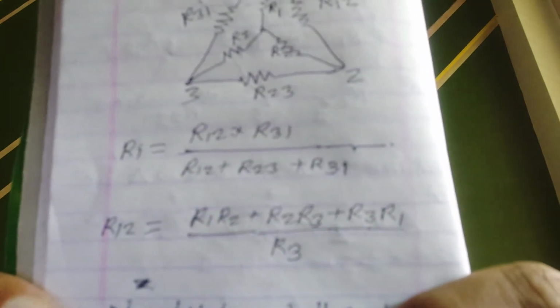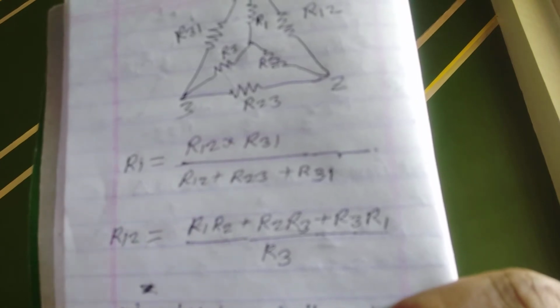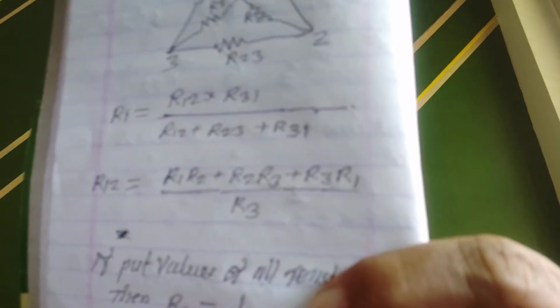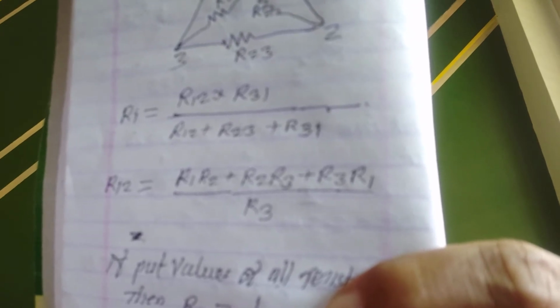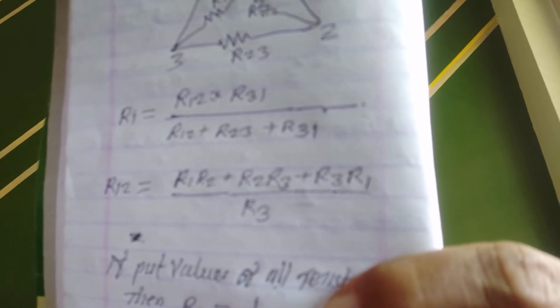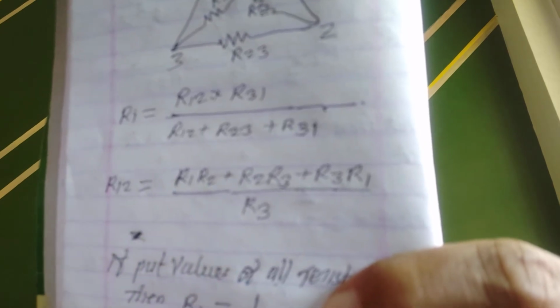So these two equations I have given: R1 as star in terms of delta, that is the value of the delta resistances here, and when you convert delta into star, then write the delta resistance here and the value of star resistance here. So it is observed that if you put the value of all resistances as 1, then R1 comes out to 1 upon 3. 1 into 1 and 1 plus 1 plus 1 is 3. So it is 1 upon 3.